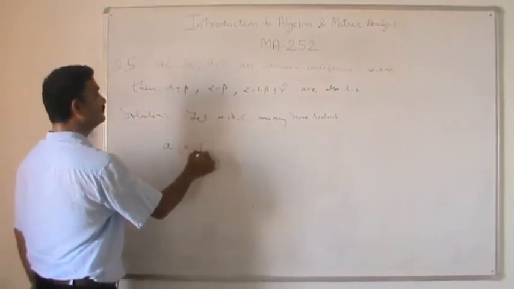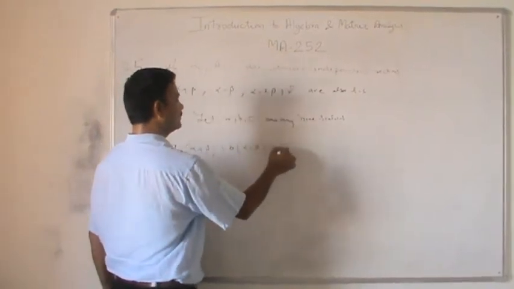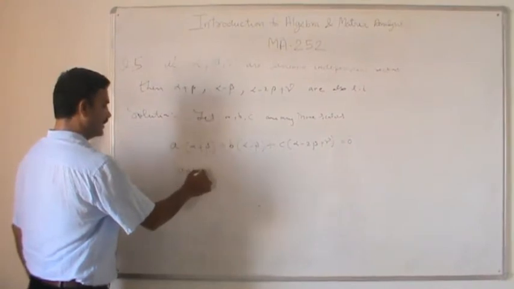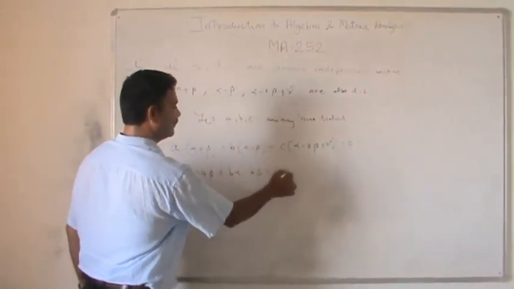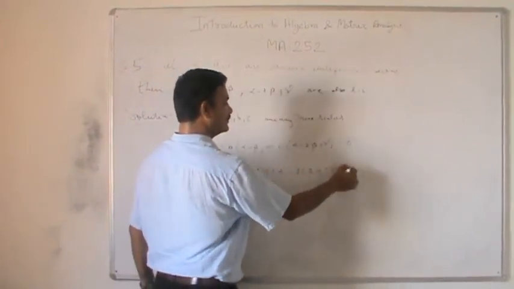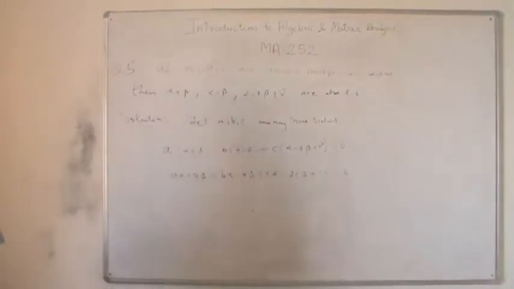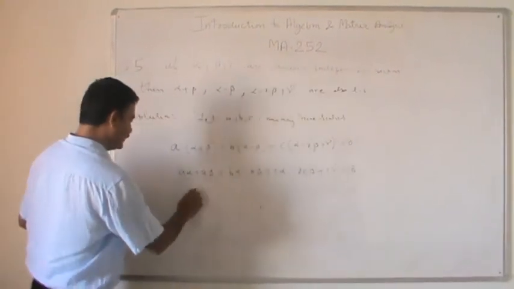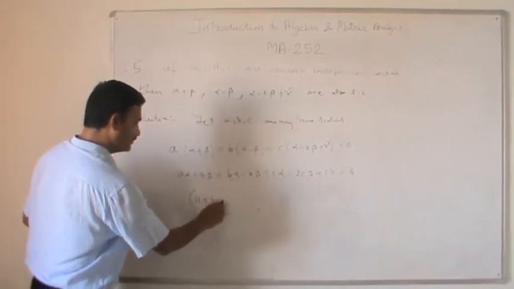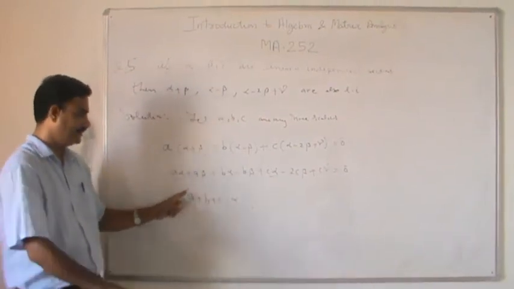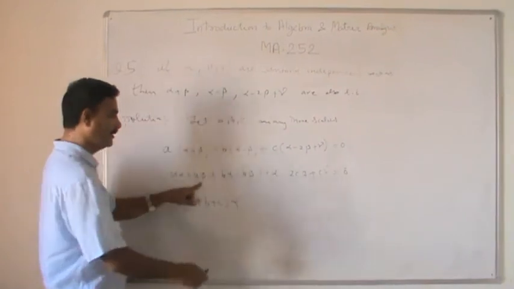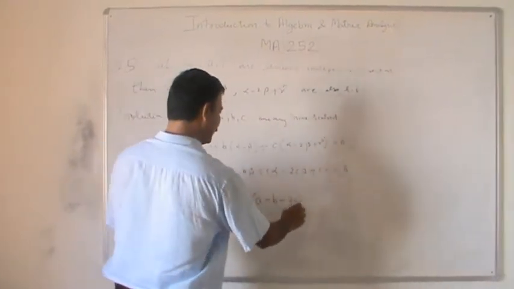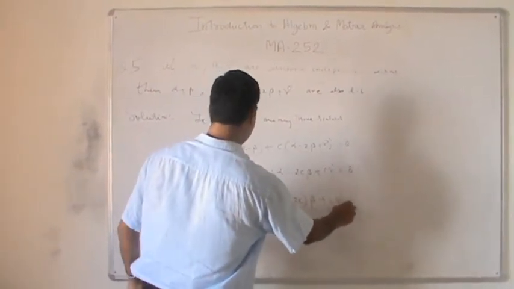A times alpha plus beta, plus B times alpha minus beta, plus C times alpha minus 2 beta plus gamma is equal to 0 vector. Now we simplify the expression: A alpha plus A beta plus B alpha minus B beta plus C alpha minus 2C beta plus C gamma equal to 0 vector. Now we choose alpha as common, since alpha lies in more than one term, like here we have A alpha, B alpha and C alpha. So we choose alpha as common from three terms and we observe A plus B plus C as the coefficient of alpha. For beta we have A minus B and minus 2C as the coefficient of beta. For gamma we have just one term, C gamma.